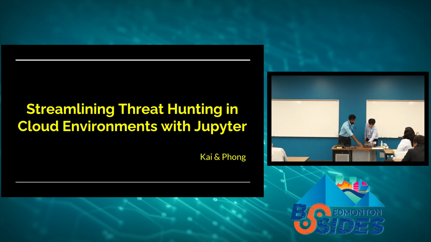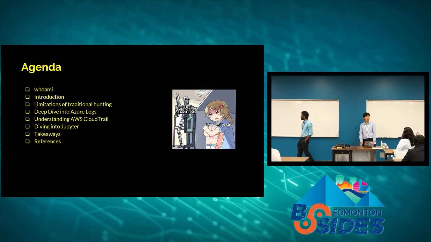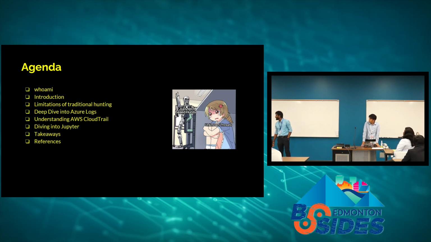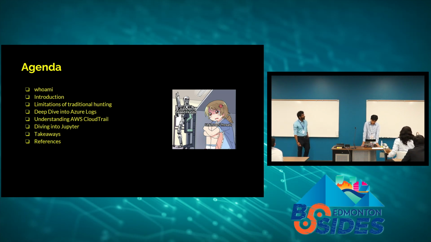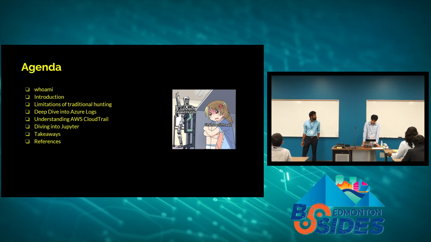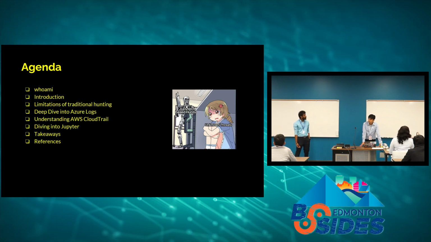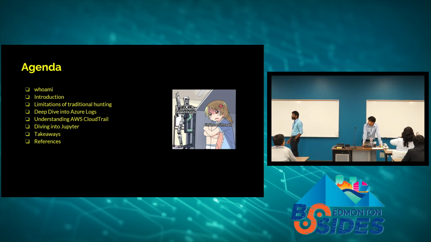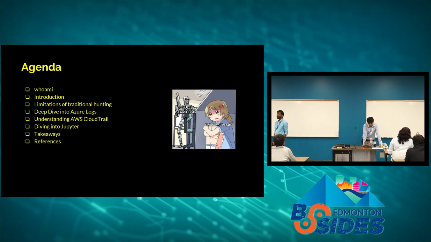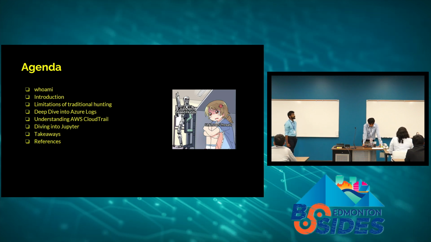Let's get started here. So the agenda for today, maybe starting with a quick introduction about ourselves and a quick introduction about threat hunting. What are the limitations of traditional threat hunting and why there is a need to adapt to a modern traditional threat hunting with automated tools in machine learning. We'll also deep dive into Azure logs, some fundamentals about Azure logs, O365 logs. Then we'll also look into some fundamentals about AWS CloudTrail logs in specific.